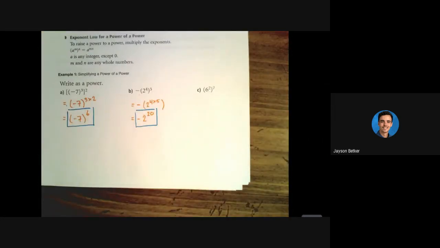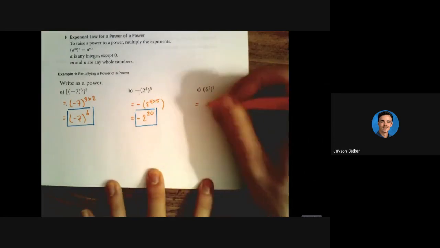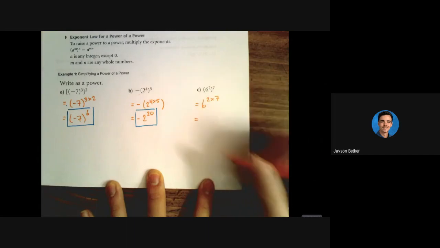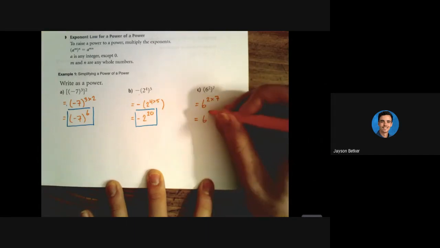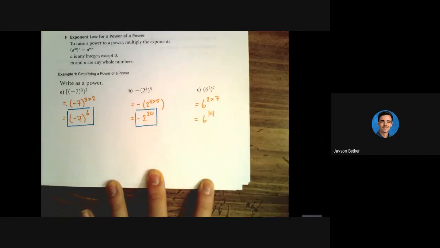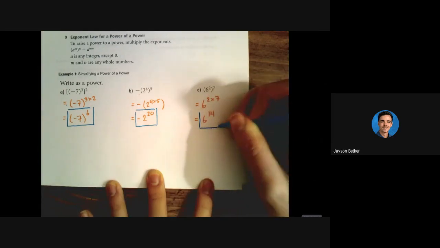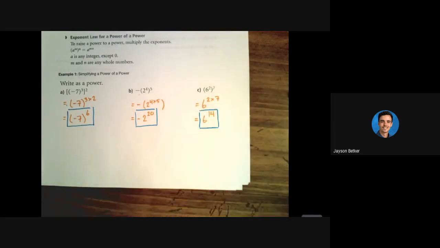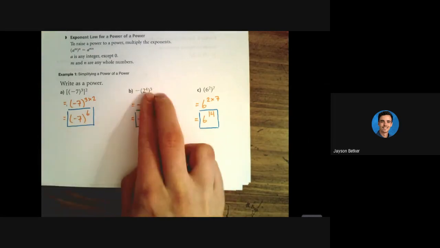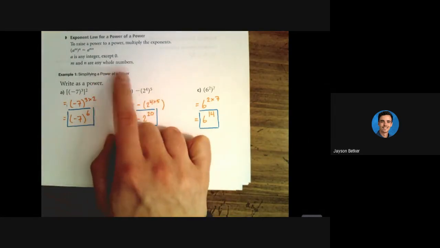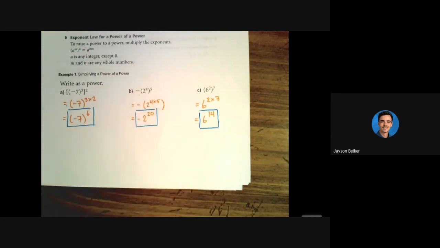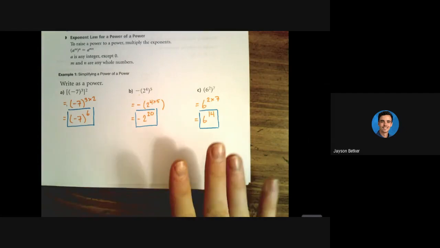And finally, 6 to the 2 to the 7. This one's pretty straightforward. We just have 6 to the 2 times 7. 2 times 7 is 6 to the 14. So that's pretty straightforward. That's our first one right there. So if we see them on the outside of brackets and we're raising a power to another power, so this is basically the power of a power, we multiply the two exponents together. All right, let's move on.